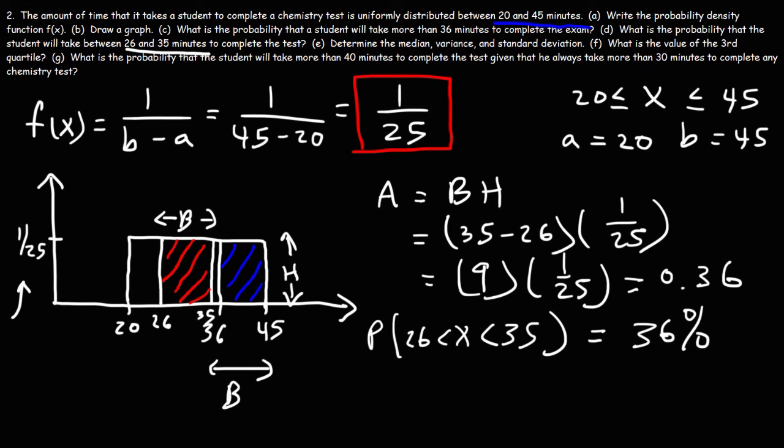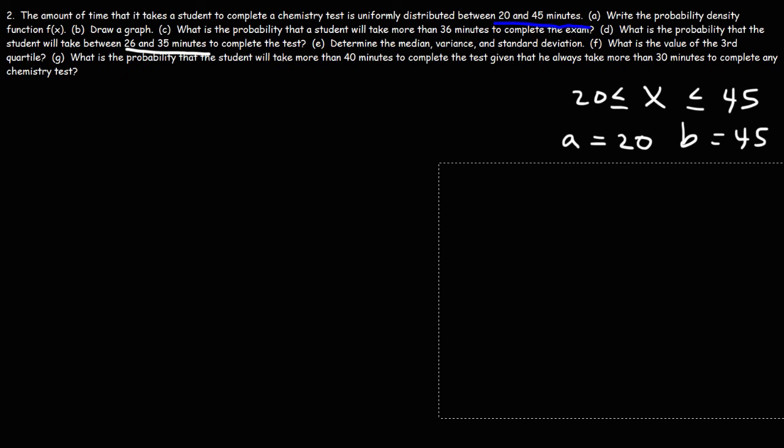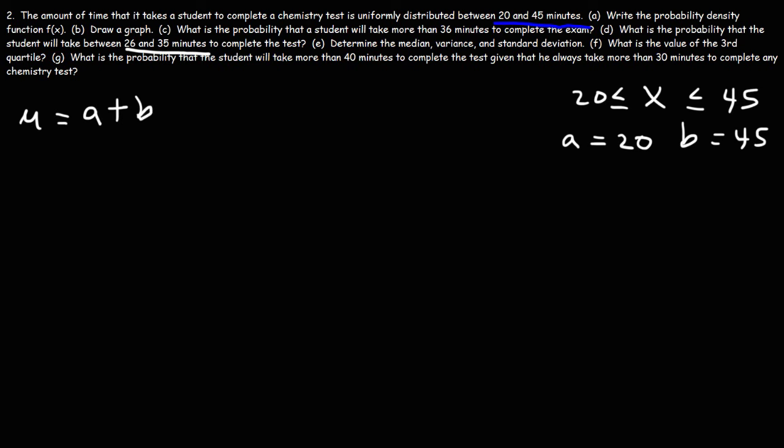Now let's move on to part E. So first let's clear away some stuff. Let's start with the median. Now, because we're dealing with a uniform distribution, the mean and the median are the same. So we could use this formula, a plus b divided by 2. So that's going to be 20 plus 45 divided by 2. So that's 65 divided by 2.